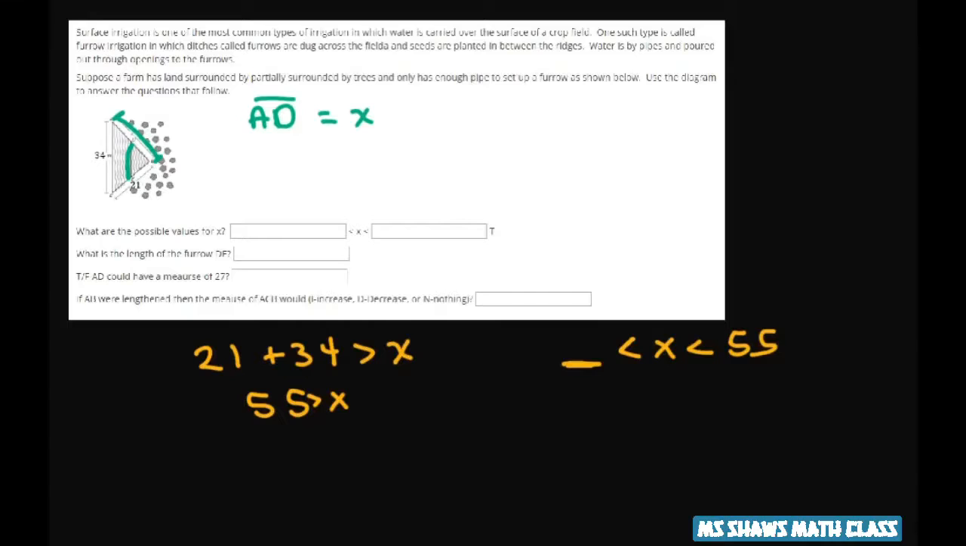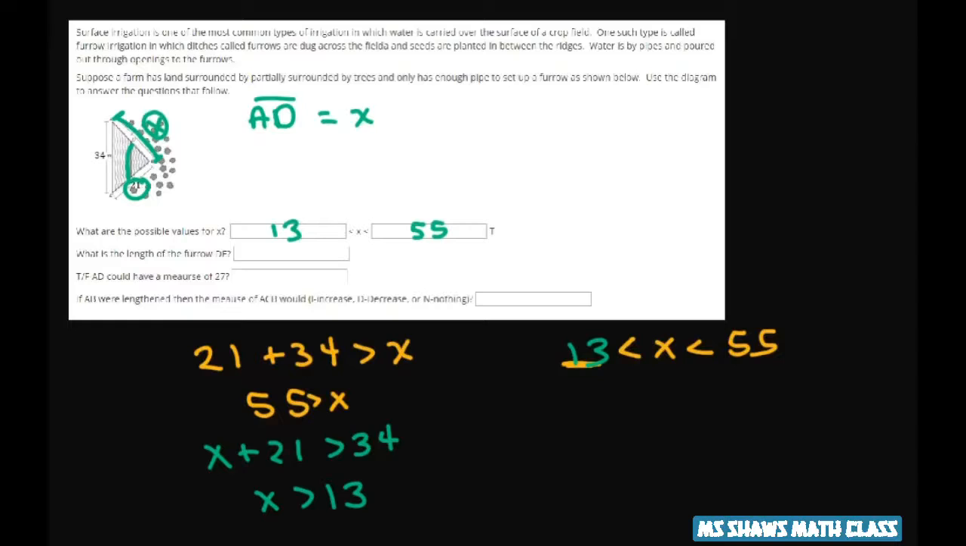What is that value? We're going to use the triangle inequality theorem: 21 plus 34 has to be greater than X. So 55 is greater than X, or we could say that X is less than 55. Now to get the other possible value, we take our X and add it to 21. So X plus 21 has to be greater than 34, again by the triangle inequality theorem. If you subtract 21 from both sides, X has to be greater than 13. So X is between 13 and 55.